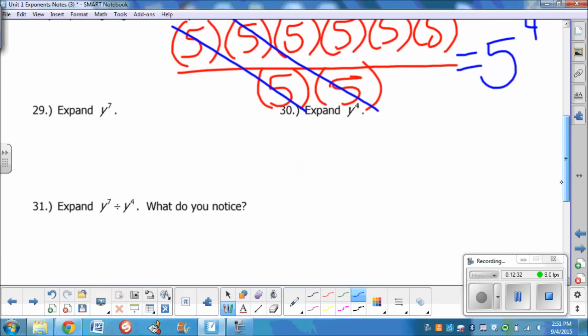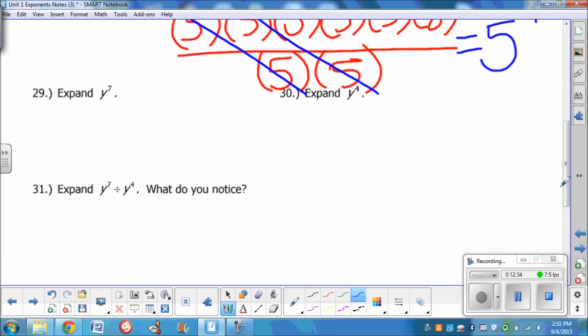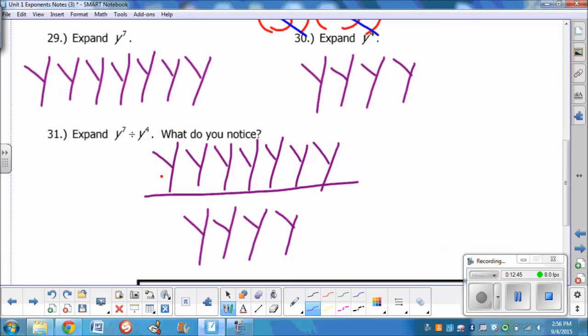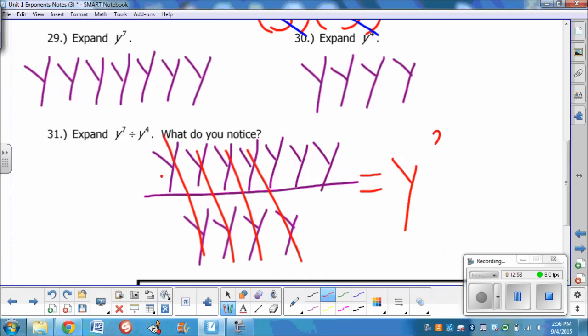So, got another problem. Okay. Go ahead, pause the video and do 29 and 30. Doing the division after I expanded those out, and now I start to say, okay, y divided by y is 1. Another y divided by y. Cancel out, okay, or reduce those. What are we left with? We're left with y to the 3rd.